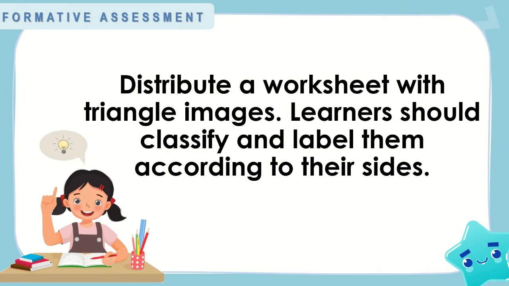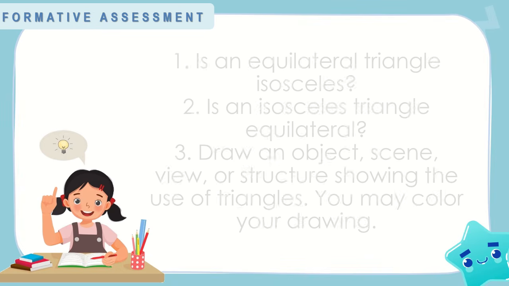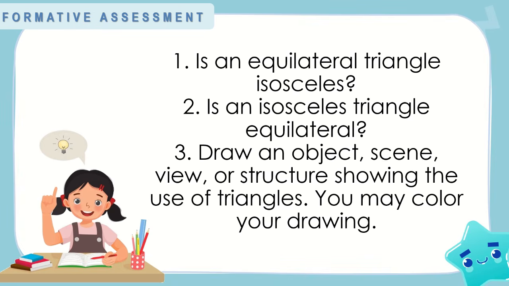For your formative assessment, distribute a worksheet with triangle images. Learners should classify and label them according to their sides. 1 is an equilateral triangle. 2 is an isosceles triangle. 3. Draw an object, scene, view, or structure showing the use of triangles. You may color your drawing.